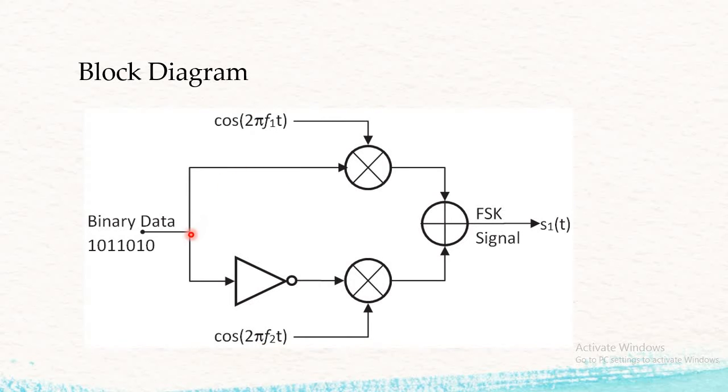For the first modulator, the input is applied directly, but for the second, the input passes through the inverter. This is an inverter, so it means for the second modulator, the input is in inverted form. These two modulators are nothing but simple ASK modulators, and their outputs are combined to give the FSK signal. So this is the block diagram of FSK.